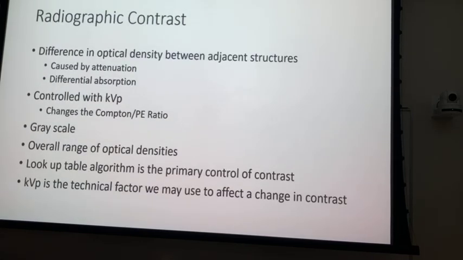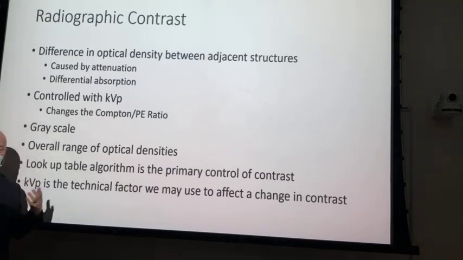So radiographic contrast is the difference between the dark areas and the light areas on the image, and that's what contrast means, is difference, right? So it's caused by attenuation, caused by differential absorption. Differential absorption just means that: it's a difference in absorption in different tissue types. So you've got bone versus soft tissue. You've got different tissue types. The bone shows up much brighter than the soft tissue. Because you've got that difference in absorption, you've got more absorption in the bone, less in the soft tissue.